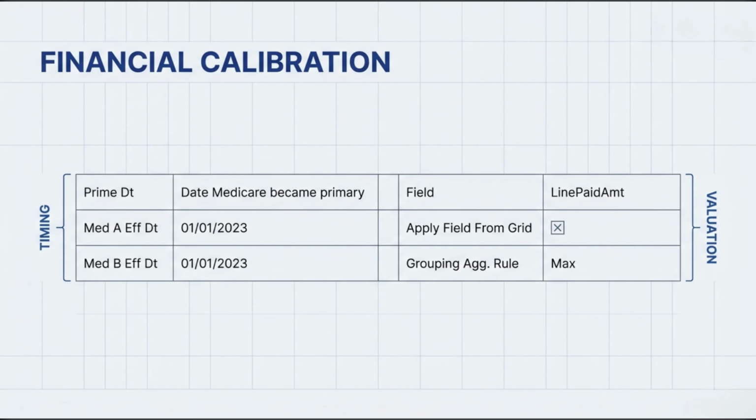And when we group things up, we're taking the max amount. Why max? Think about it. We want to capture the highest potential paid amount within that grouping for our analysis. Complex logic, precise application. That's what we're after.